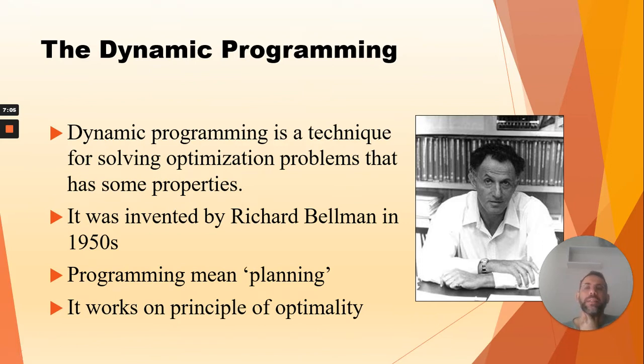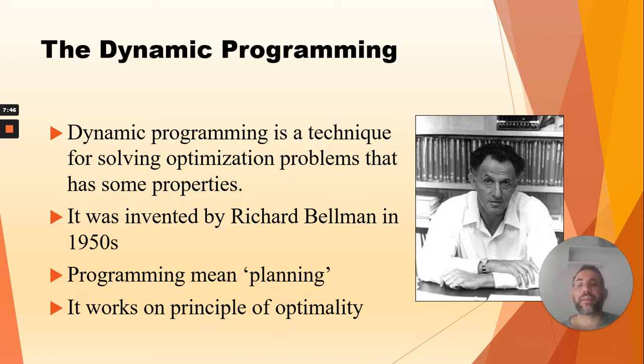Many algorithms and techniques have tried to solve the 0-1 knapsack problem. One of these techniques is dynamic programming. Dynamic programming is a technique for solving optimization problems that have some properties. I want to highlight some properties. Some properties here are the optimal substructure and the overlapping subproblems. We will discuss and explain these two properties in the next slides.